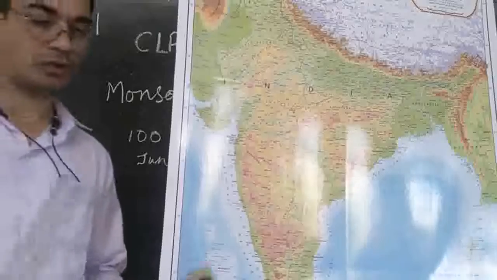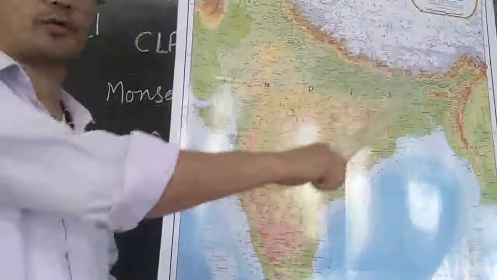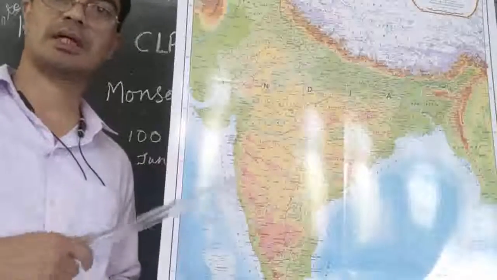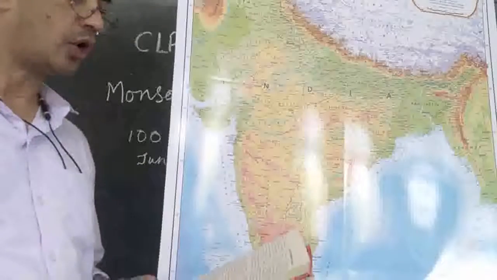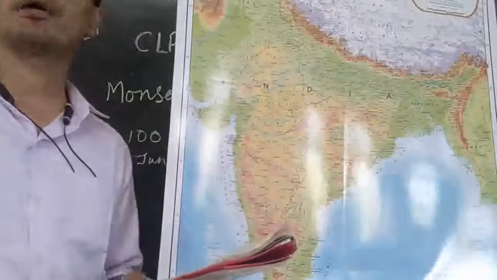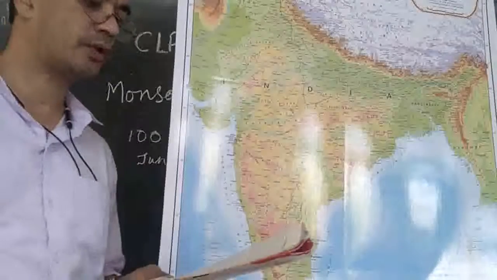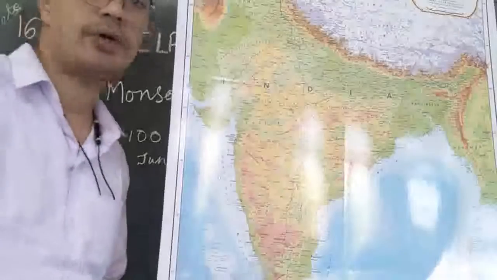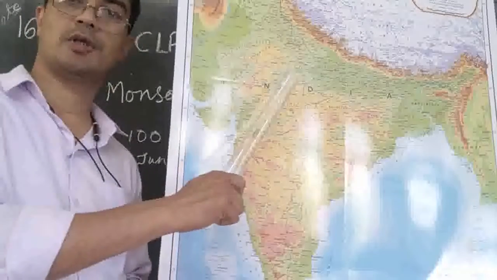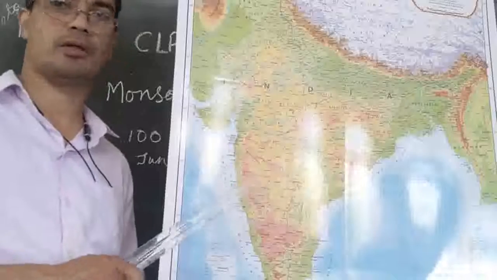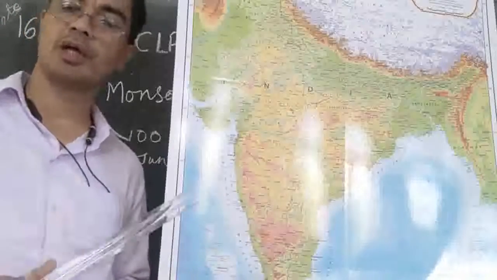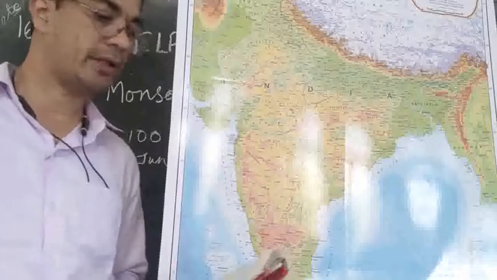And so once it has reached all over the country, what happens? They start withdrawing, they start coming back. So the withdrawal or retreat of the monsoon is a more gradual process. Entering the country, the monsoon wind is very quick, but withdrawing or going back is very gradual; slowly they are coming out.